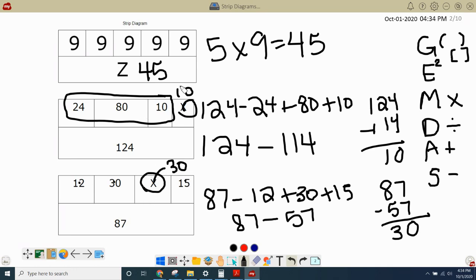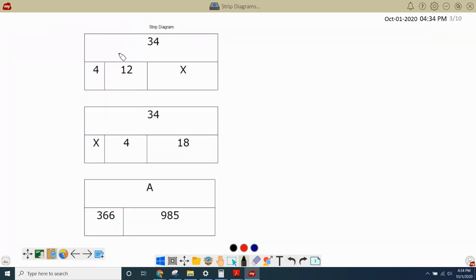You could do 9 plus 9 plus 9 plus 9 plus 9 to get 45. So there's other ways you can solve this as long as you're just trying to find this missing piece. Okay, so what I'm doing right here isn't the only way you have to write it or you have to solve it. Okay, all right, so let's look at these last 3.